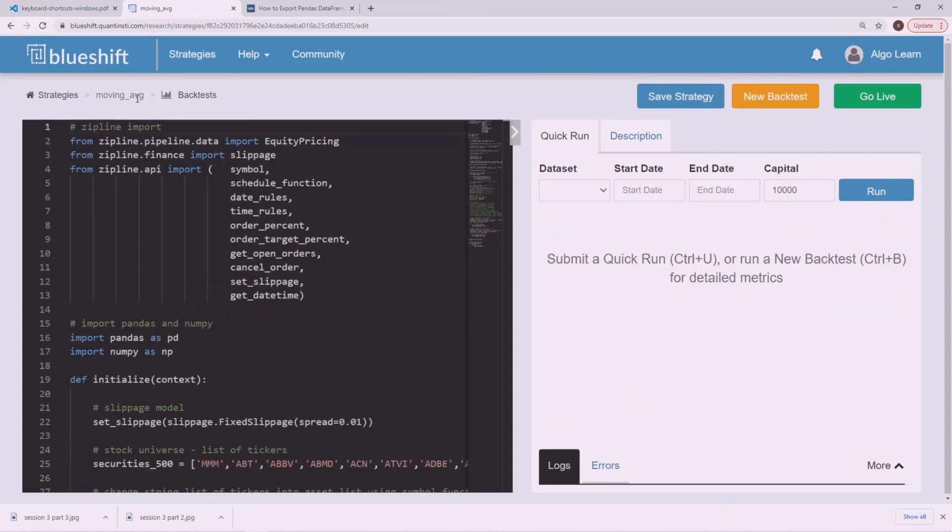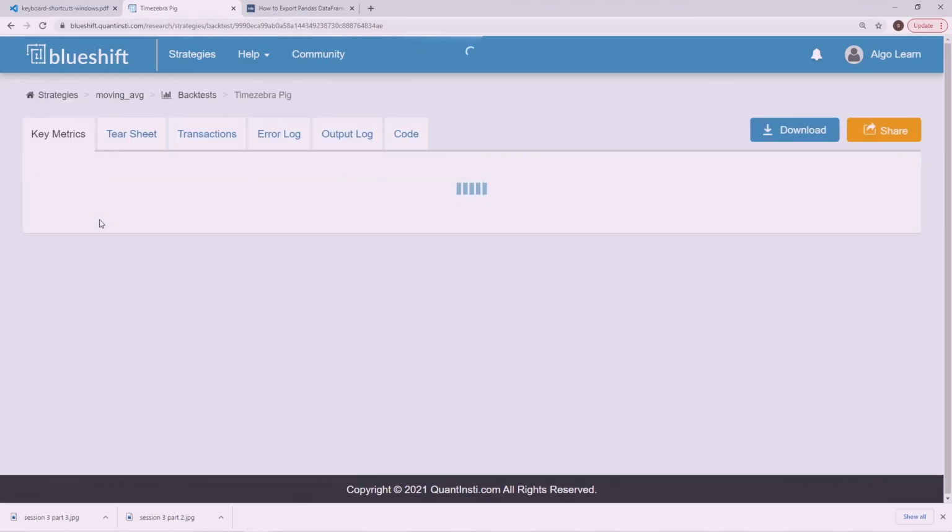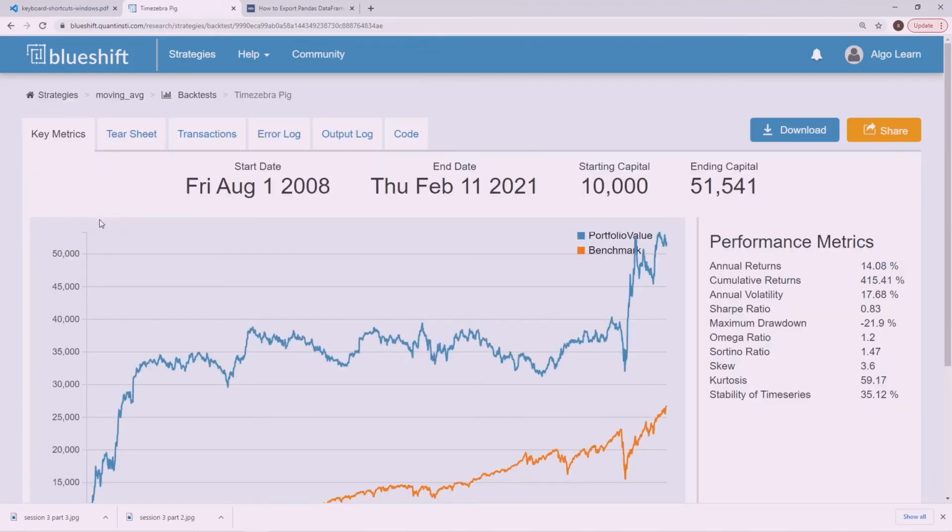Okay, so our back tests are finished. Let's go here to the top left, click on back test, and it just gives you a quick snippet here. Sharpe ratio 0.83, cumulative returns are 415%, which is about a 14% per year return. You can see our start date, end date. Let's go ahead and click on the name, and it'll take you to the graphic.